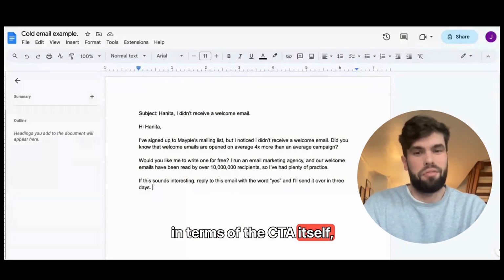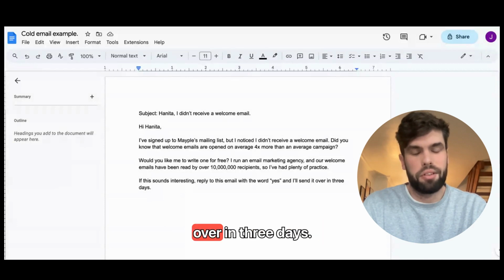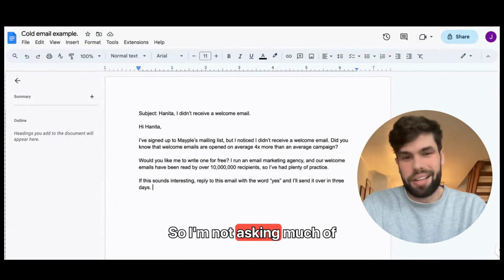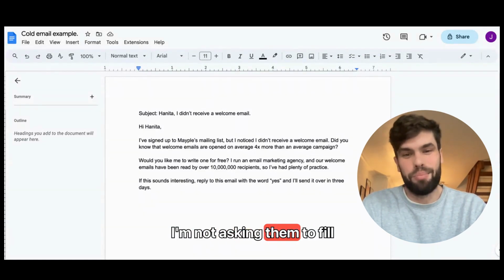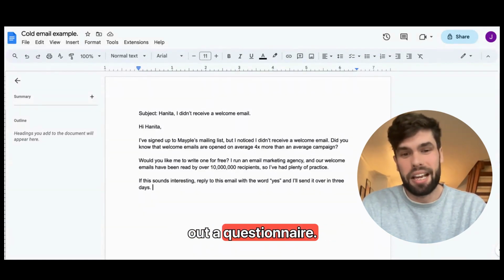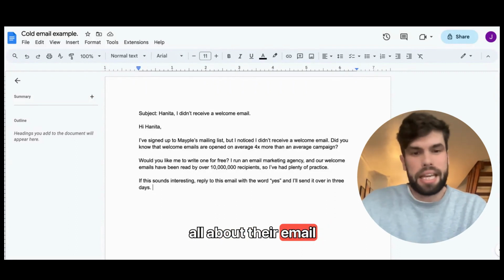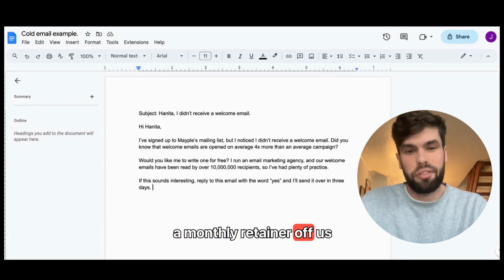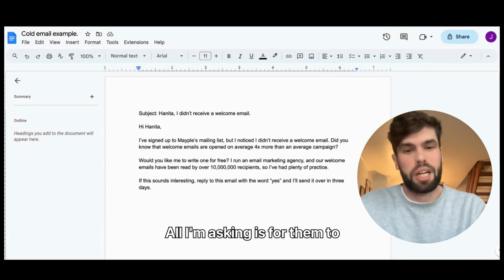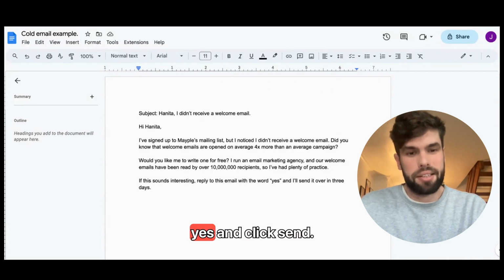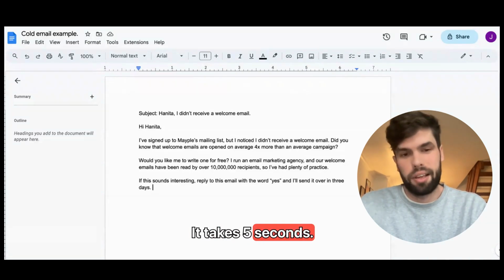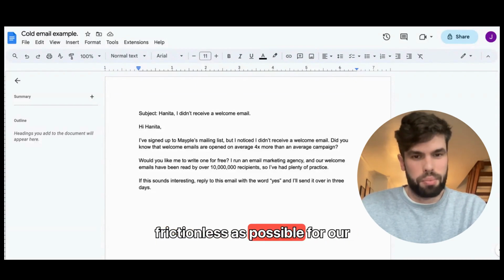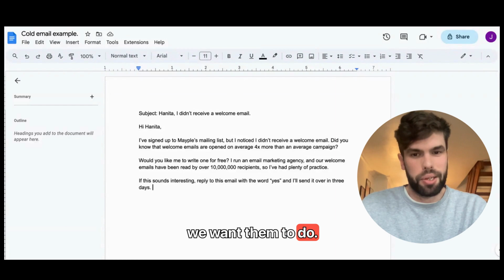In terms of the CTA itself, reply to this email with the word yes, and I'll send it over in 3 days. You'll notice that this is highly, highly specific. So I'm not asking much of the recipient here. I'm not asking them to fill out a questionnaire. I'm not asking them to tell me all about their email marketing woes. I'm not asking them to purchase a monthly retainer off us or anything like that. All I'm asking is for them to click reply and type the word yes and click send. It takes 5 seconds. And that's incredibly important. We're trying to make this as frictionless as possible for our recipient to do what we want them to do.